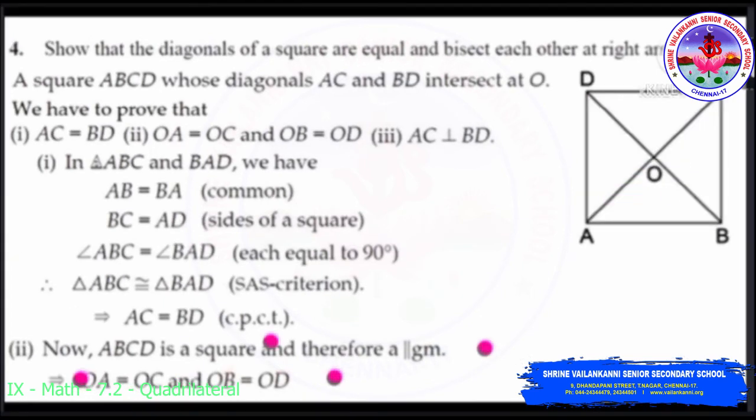So third case, I want to prove that AC is perpendicular to BD. I need to prove angle AOB or angle AOD or angle COD or angle BOC is equal to 90 degrees. I am going to prove that angle AOB is equal to 90 degrees. So I am going to take the triangle AOB and AOD, where I find OB is equal to OD since the diagonals bisect each other, and OA as a common side, and AB and AD are the adjacent sides of a square. So I can use this for congruence.